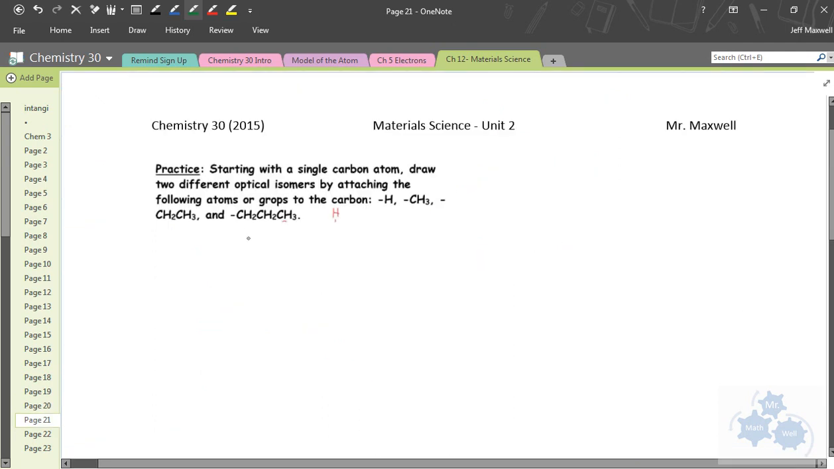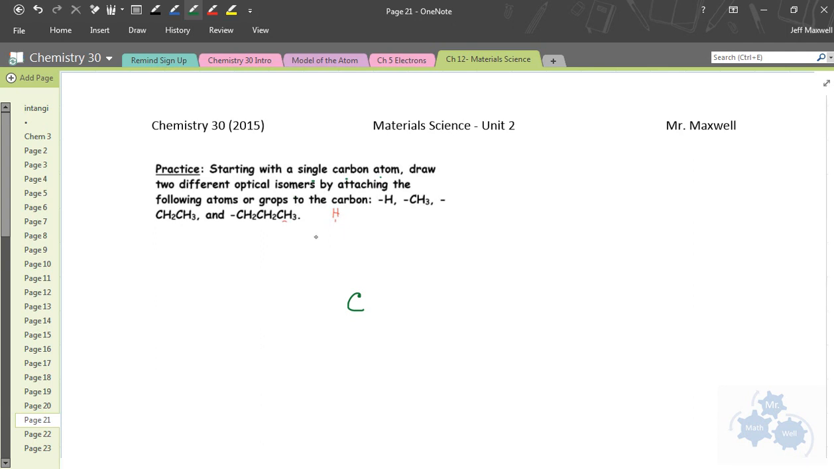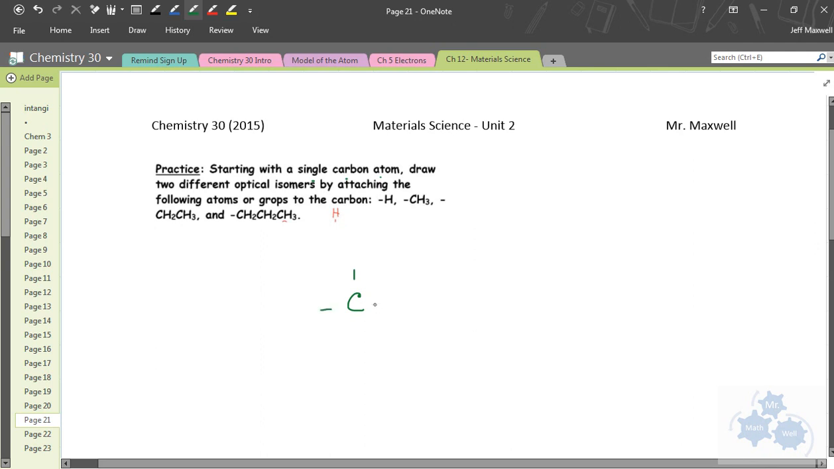So in this last example, you guys have not done this one yet in class, so we'll take a little bit more time with this one. But the last practice question of this lesson, starting with a single carbon atom. Okay, here's your carbon atom. Draw 2 different optical isomers by attaching the following atoms or groups to the carbon. So remember what optical isomers are? There's 4 groups around a carbon that are in a distinctly different order. There's 2 ways you can do it. So take a moment and draw me the 2 optical isomers.